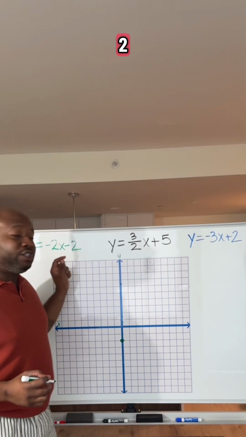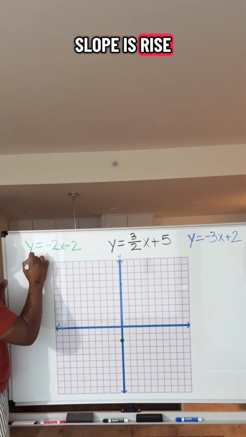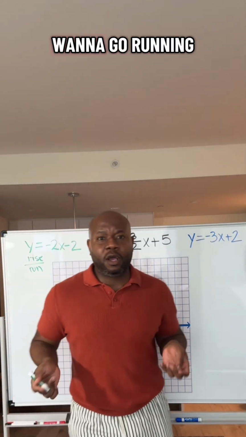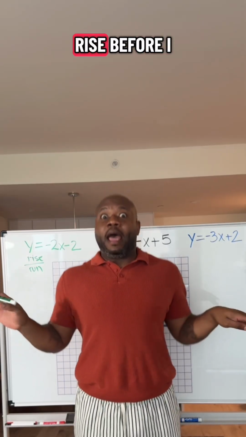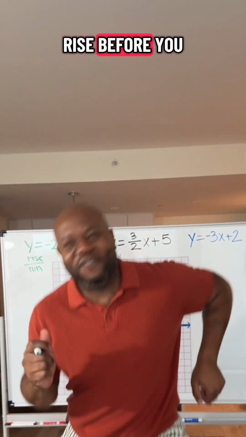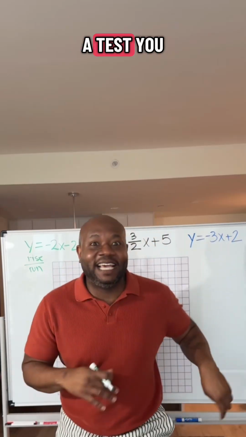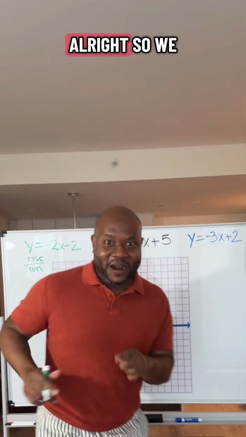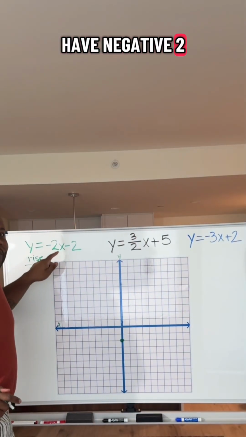-2. -2 slope is rise over run. I remember this because if I want to go running and I'm laying on the couch, I first gotta rise before I go run. Come on, what you gotta do? Rise before you run. You got it. If you're taking a test, you see that slope, you better rise up, and then you better run, all right? So we have -2 over x.